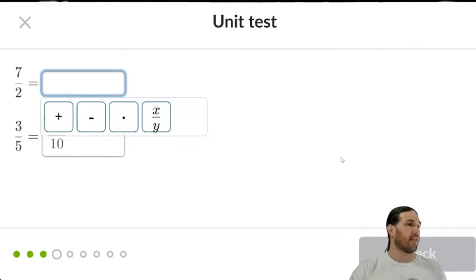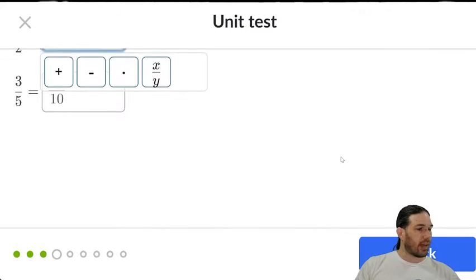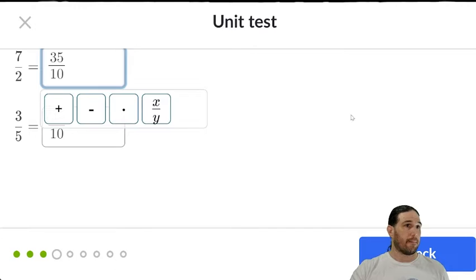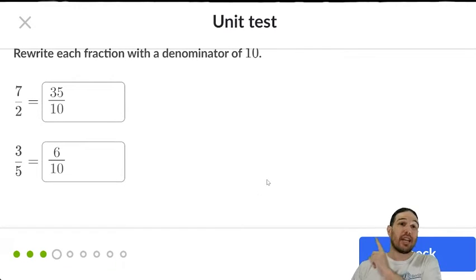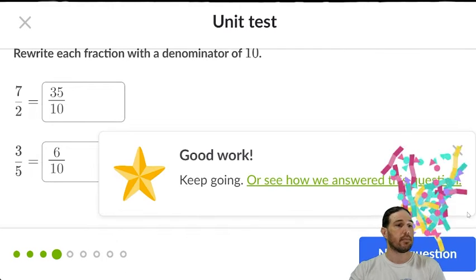Same deal goes with 7/2, except we have to multiply by 5, so it's going to be 35/10. That's kind of a tough one. I would expect students to have a little bit of a hard time with that the first time they see it.